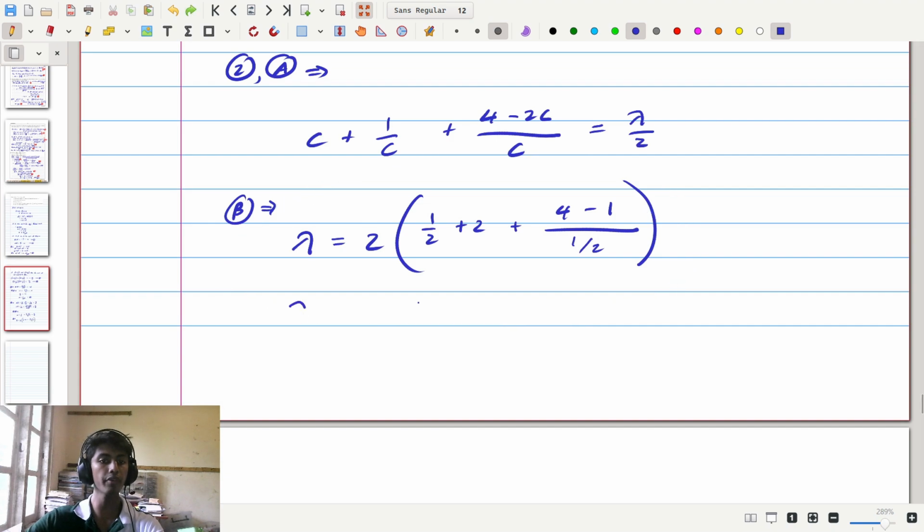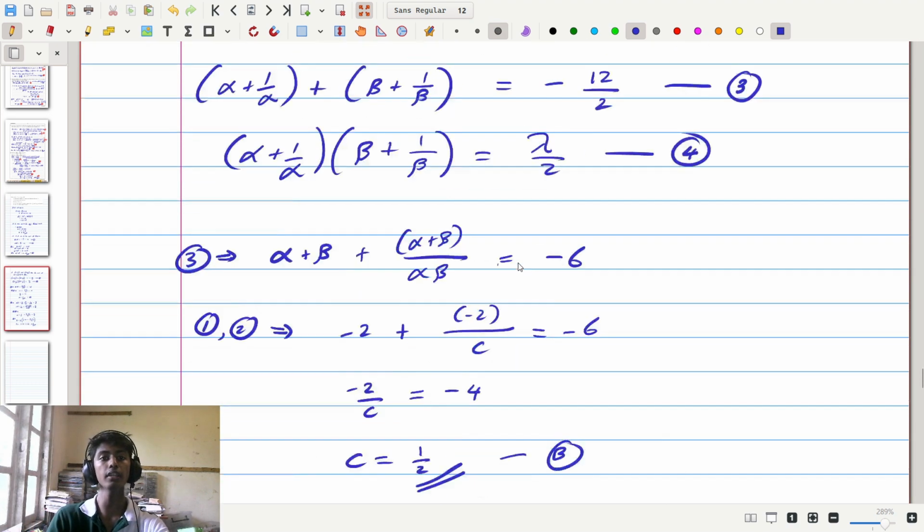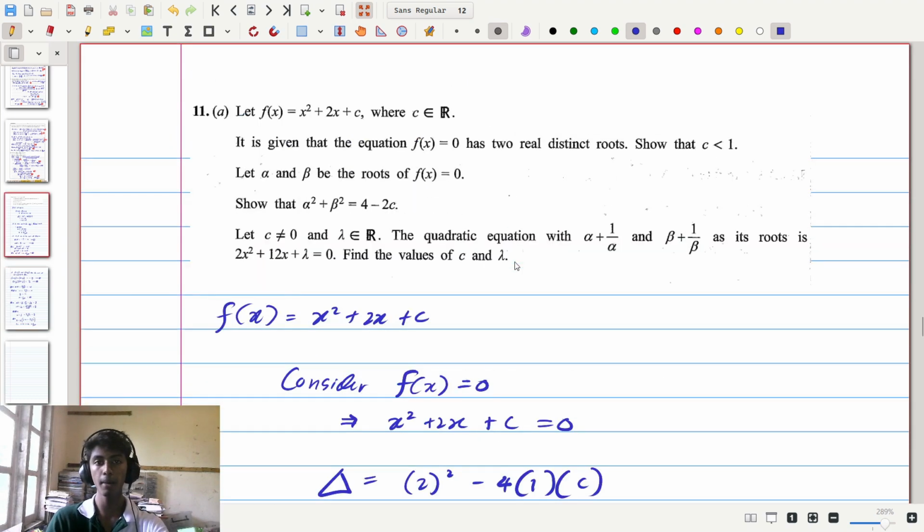So now if we simplify, we can see lambda is equal to 1 plus 4 plus, and here we can see we have 3 times 2, since dividing by half is multiplying by 2, so 3 times 2 times another 2, which is 3 times 4, which is 12, so plus 12, and we can see we have 12 plus 4 plus 1, which is 16 plus 1, which is 17, and therefore lambda is equal to 17. And with that, we have solved the entirety of question number 11, part A.